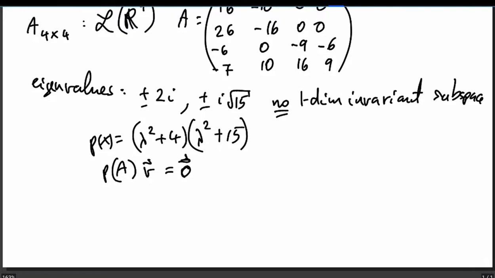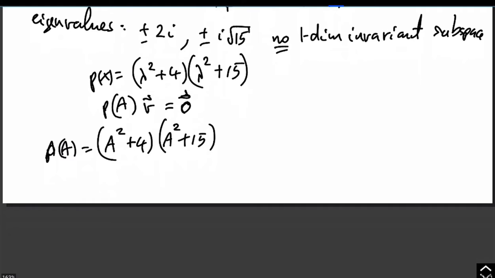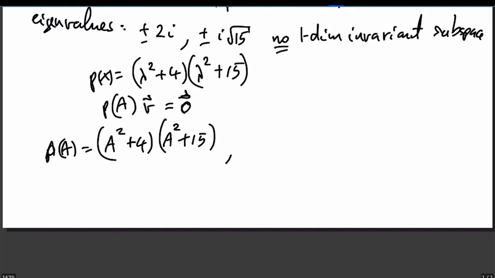So let's start first with, well, first of all, we have to calculate P of A, which is A squared plus 4. Well, we need one of the factors, so it's either A squared plus 4 that gives the 0 vector, non-injective, or the A squared plus 15. In both cases we need the A squared. So that takes some time to calculate.